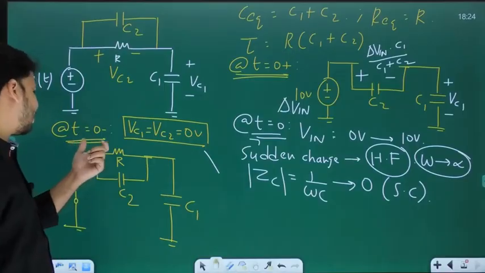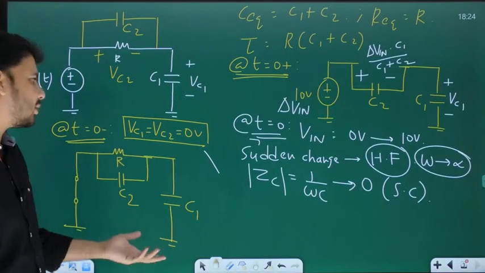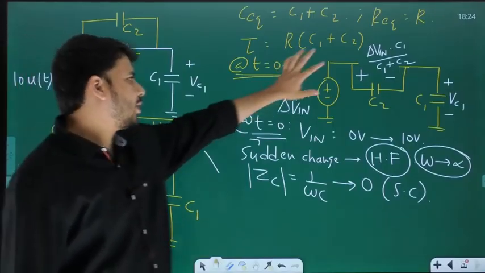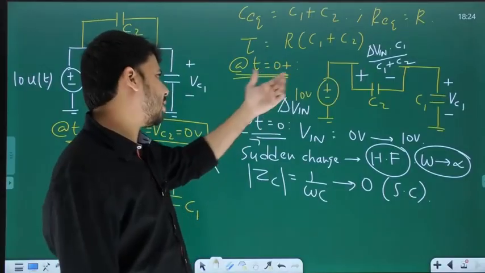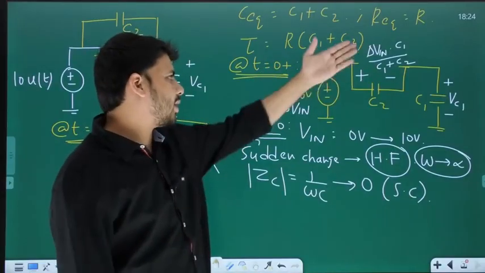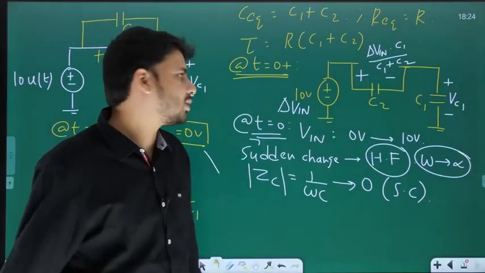Initially, before t equal to 0 or at t equal to 0 minus, both VC1 and VC2 are 0. So from 0, if it changes by this much, the value of the voltage drop across C2 at 0 plus is also what? The same thing. That is delta V in into C1 by C1 plus C2.